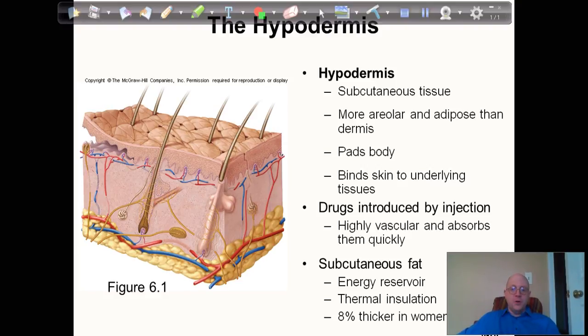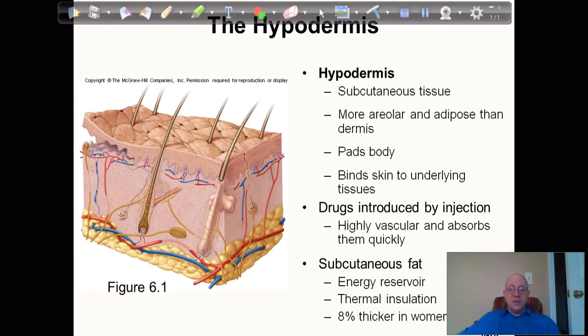Okay, and then hypodermis, or I talked about that. Hypodermis is subcutaneous fat tissue, more areolar and adipose than dermis, and helps to give some padding to the body. And I mentioned the hypodermic needle can be injected here in order to get it to these blood vessels.